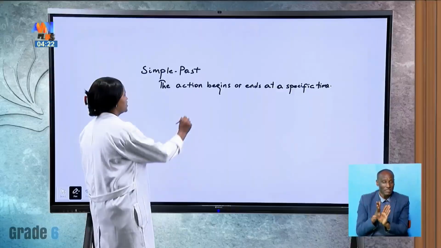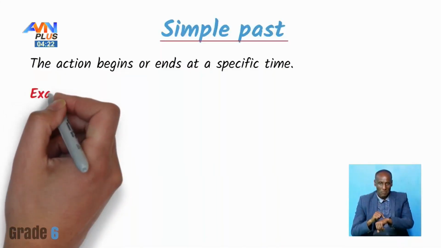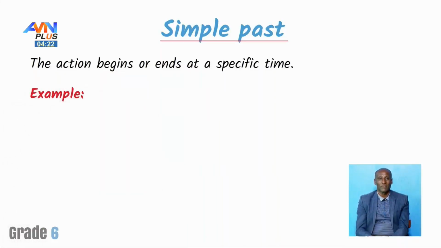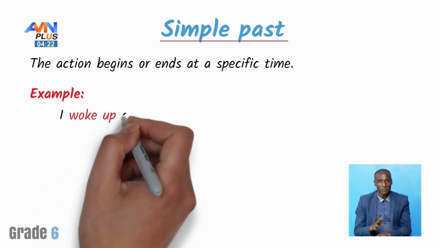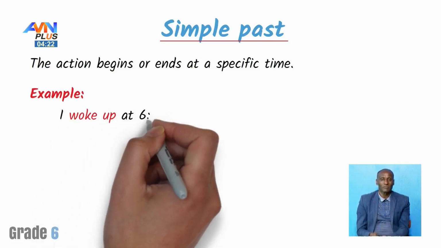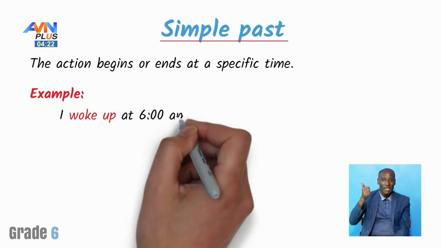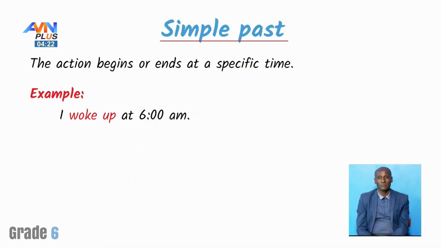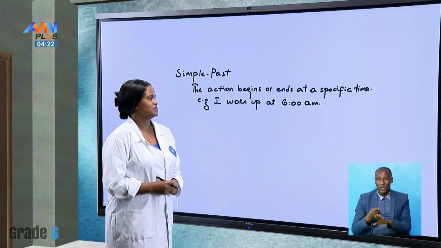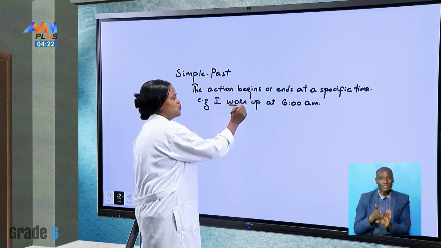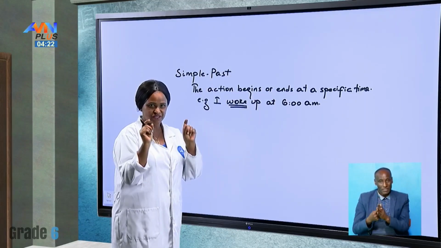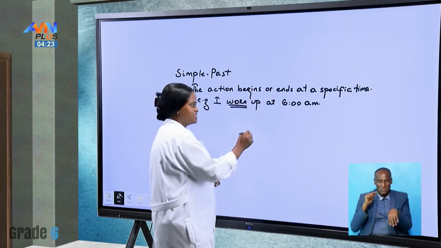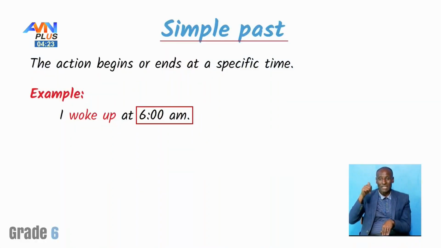For example, I woke up at 6 a.m. Look at this sentence. I woke up at 6 a.m. The waking up action begins or starts at a specific time. And what time is that? 6 a.m. Very good.